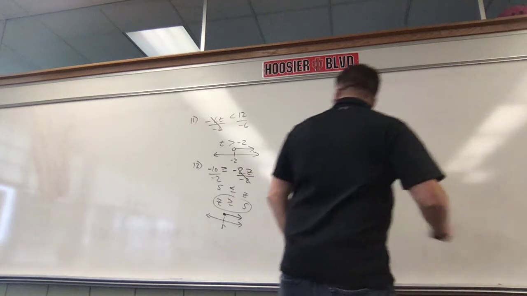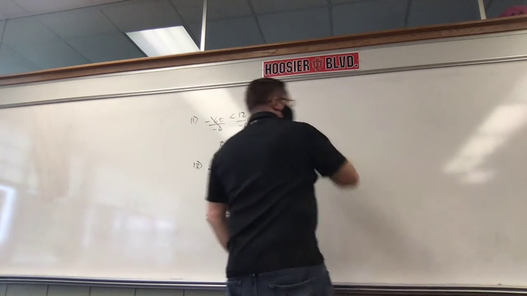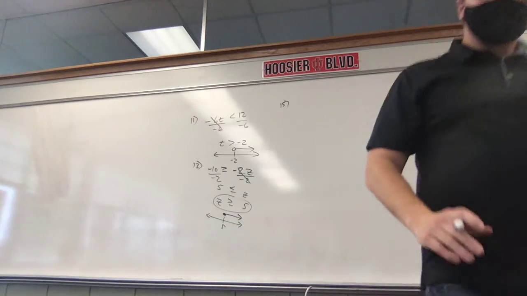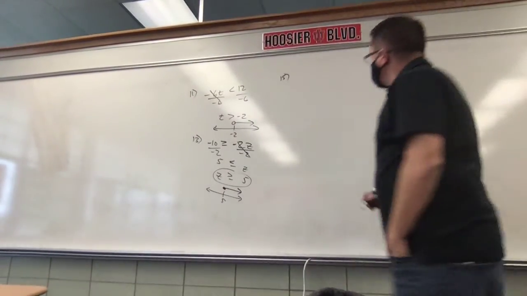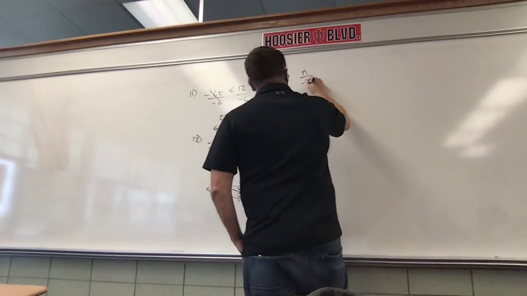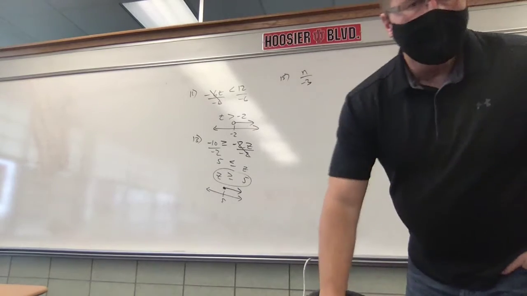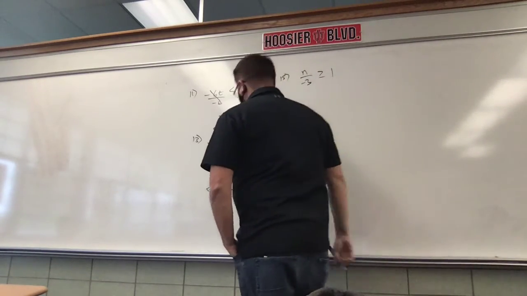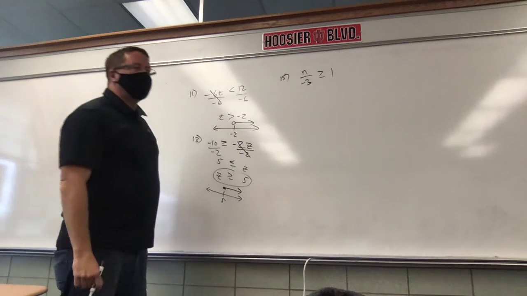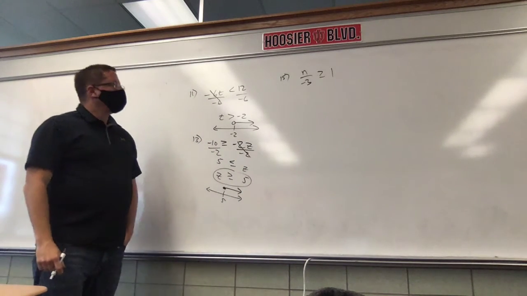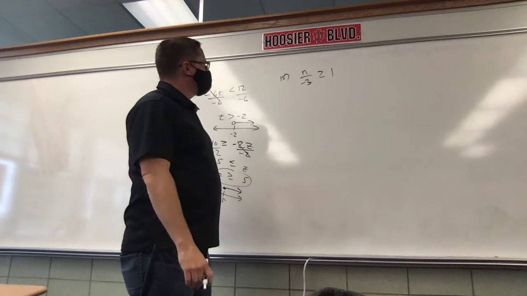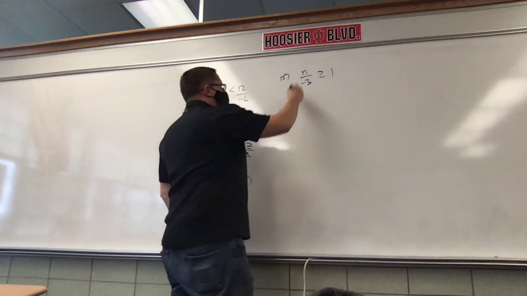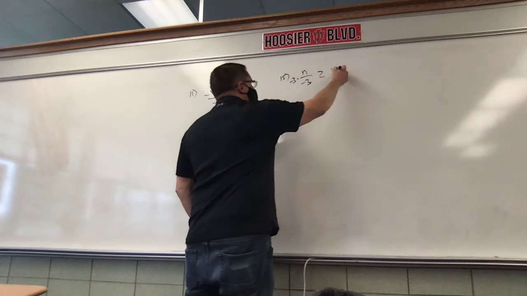All right, next one, getting close to being done for today. Number 15: n over negative 3 is bigger than or equal to 1. So we need to get n by itself. We've got to get rid of the negative 3, so we multiply by negative 3.